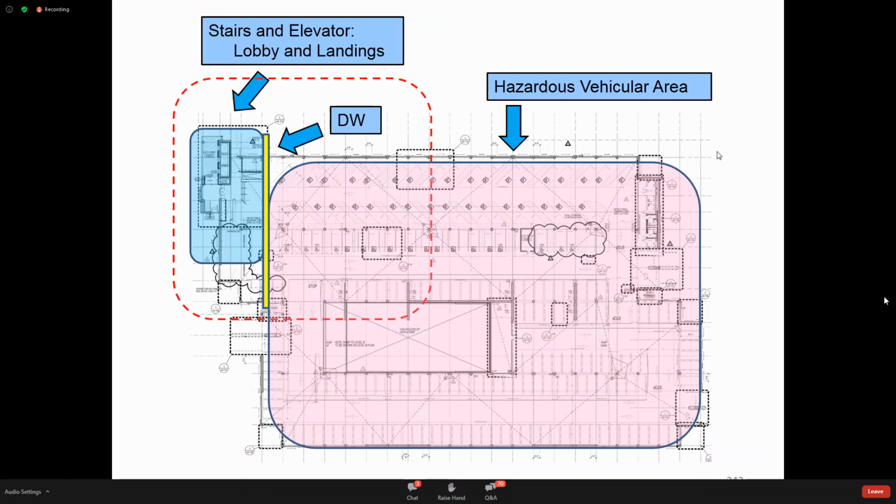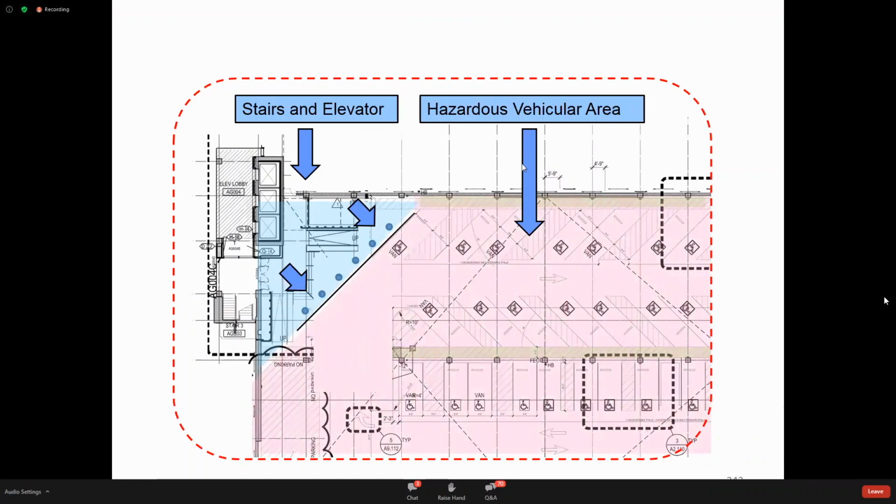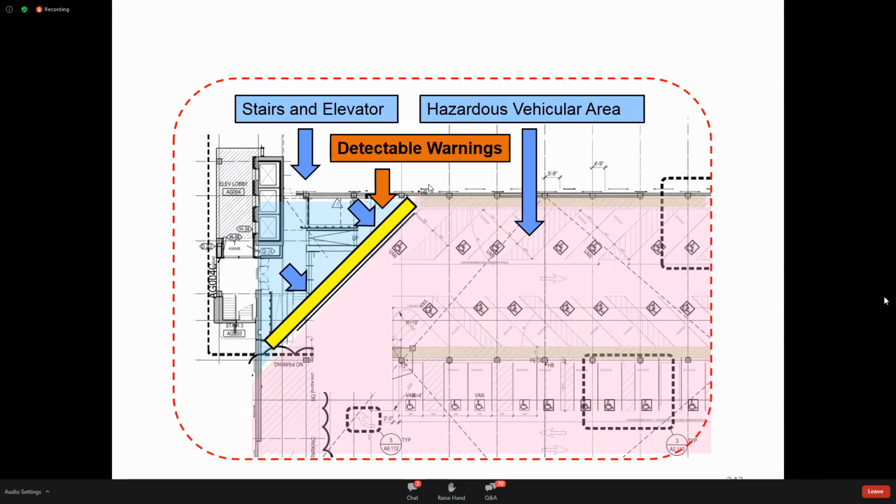So with that in mind, I'm going to take a closer look. If we've got our hazardous vehicular area and the blue stair and elevator tower, the place where we want to put detectable warnings is there, that diagonal. That's what makes sense to me. Now, we've seen out there both building officials and architects that do crazy stuff where they put detectable warnings at the head and foot of each of the access aisles and each of the ADA parking stalls. That doesn't make any sense. This, we believe, makes sense.